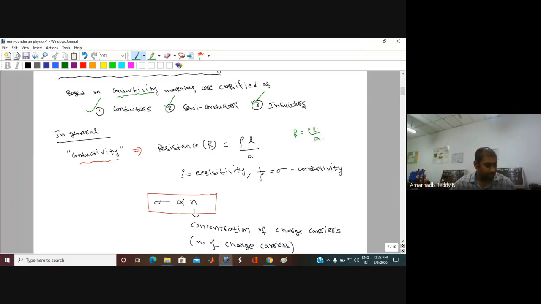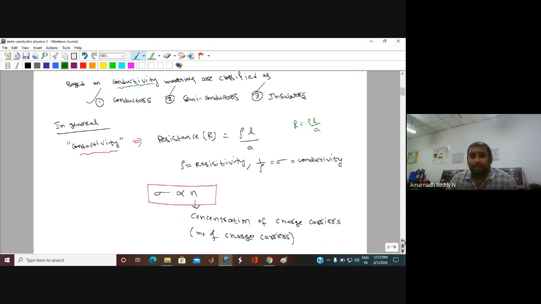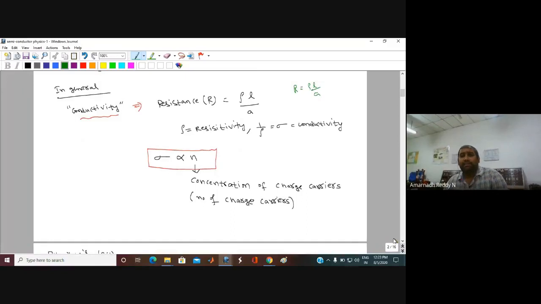So R is resistance and rho is resistivity. 1 by rho is called sigma, which is our conductivity. Conductivity is nothing but current carrying capability. Sigma is proportional to N. So what is N? N is the concentration of charge carriers, that is, the number of charge carriers.